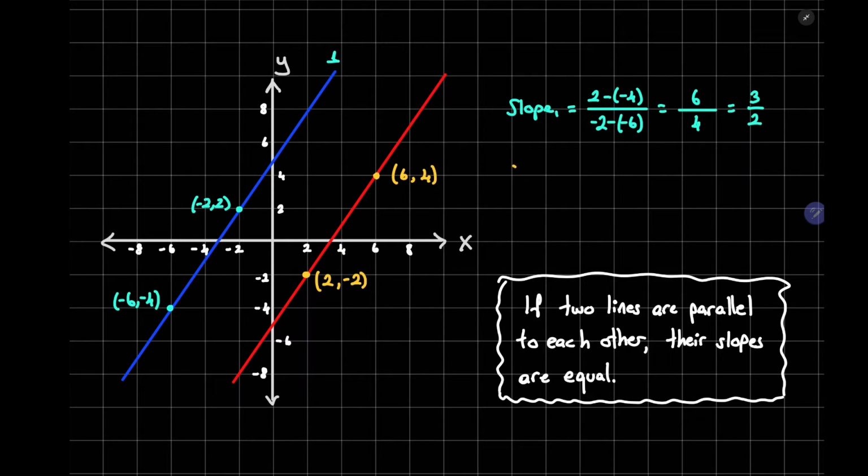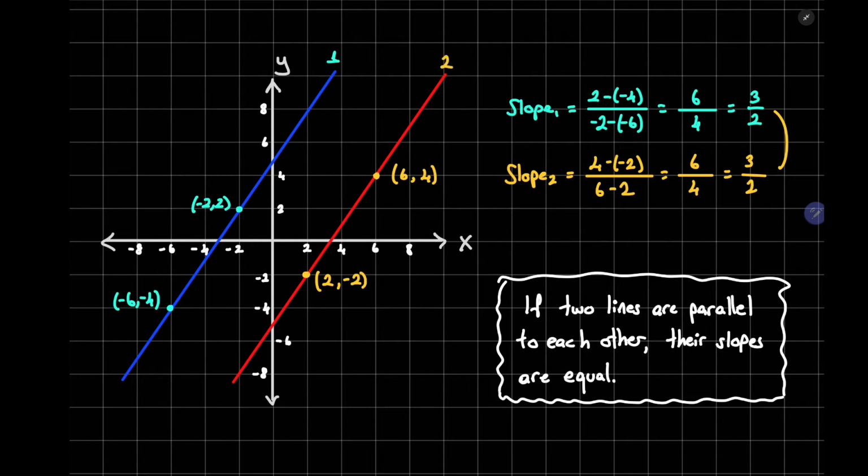For line 2, let's calculate the slope again. This time 4 minus -2 is the change in y value, and 6 minus 2 is the change in x value. From this, we will get 6 over 4 again, and the slope of our line is 3 over 2. As you can see, these two values are equal to each other because, as we said earlier in the video, the slopes of lines that are parallel to each other are equal.